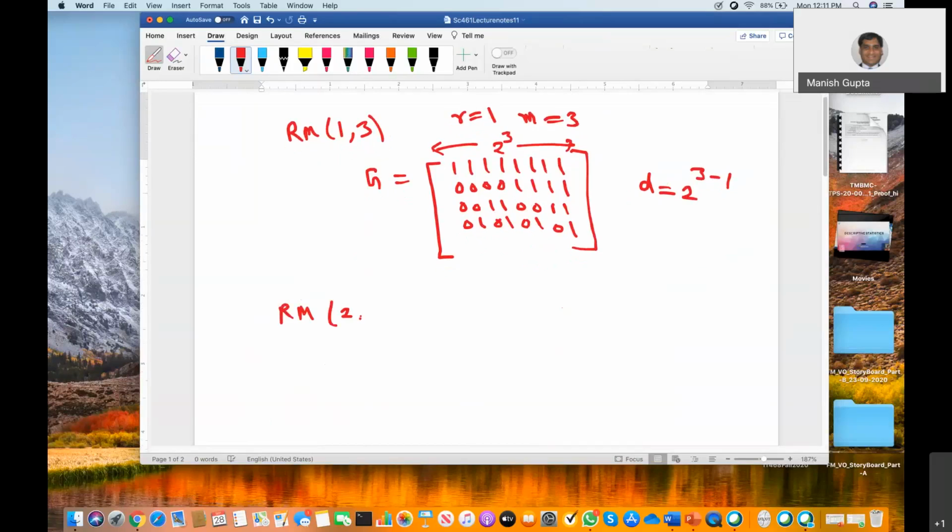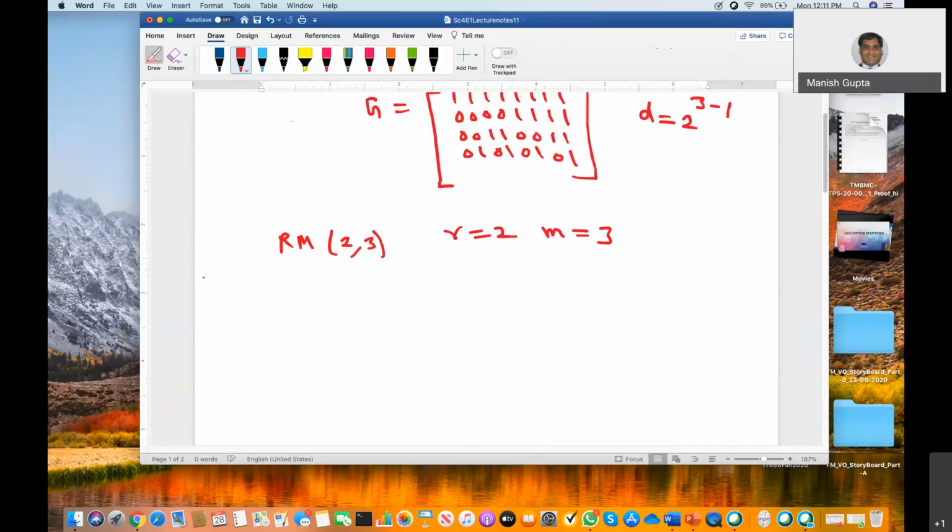If I want to look at the generator matrix of RM(2,3), so that means r is 2 and m is equal to 3. We can have the generator matrix as, again, first a length 8 vector 1, 2, 3, 4, 5, 6, 7, 8. Okay, then half 0, half 1, and then you have half 0, half 1, half 0, half 1, 0, 1, 0, 1, 0, 1, 0, 1.